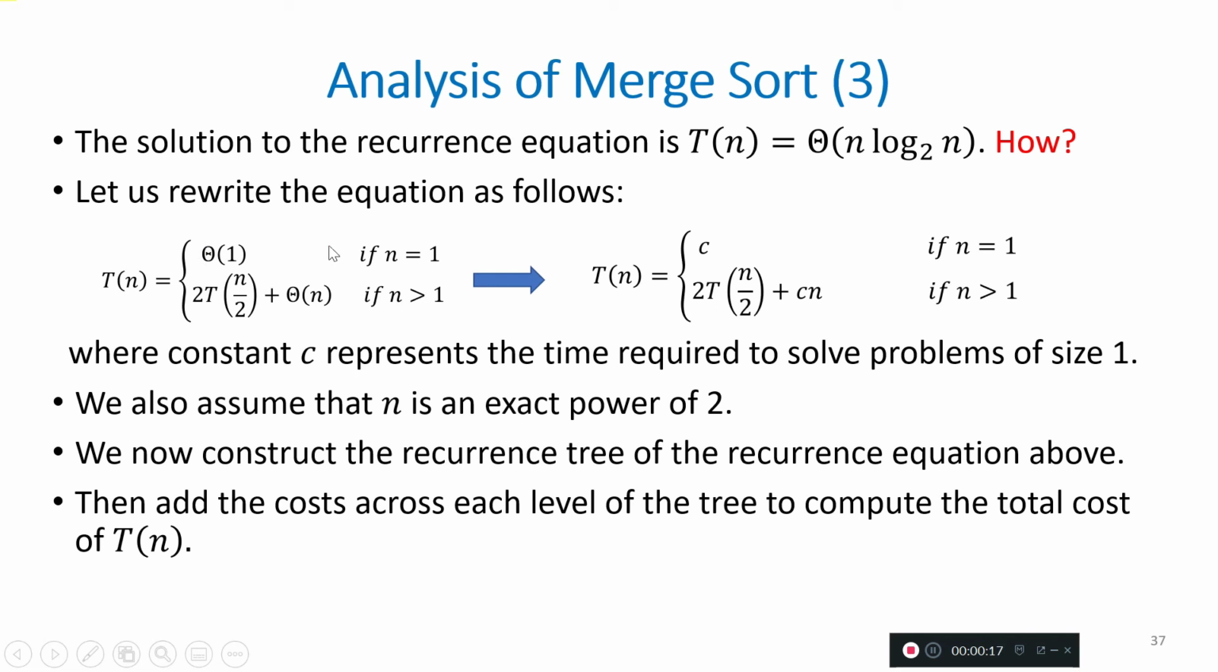We can rewrite the equation which was obtained earlier as such, where we replace theta 1 by constant c. So it's the constant time required to solve a problem of size 1. Similarly, when we have a problem of size n, we can solve it with c times n. So with this new recurrence equation, we construct the recurrence tree, and then we add the costs across each level of the tree to compute the total cost of T n. The next slide shows us how to do it.